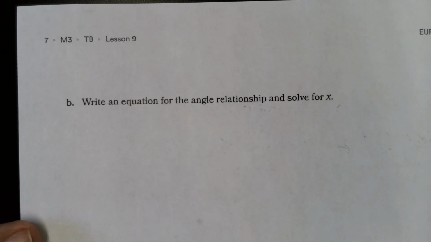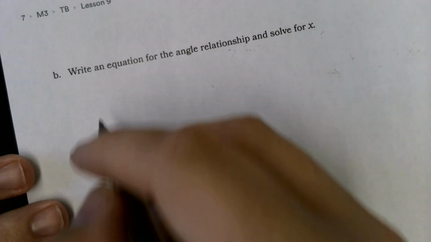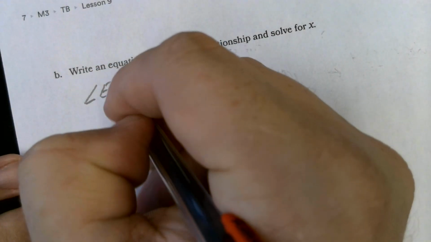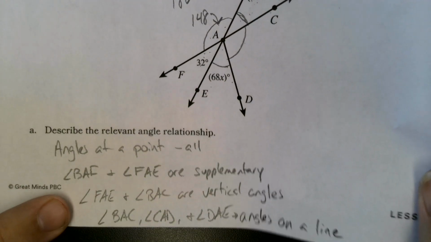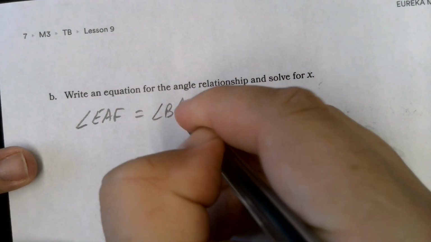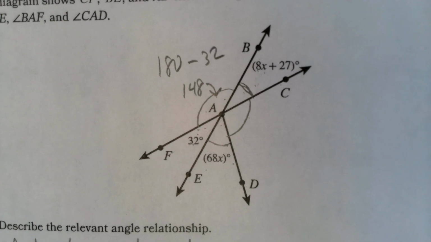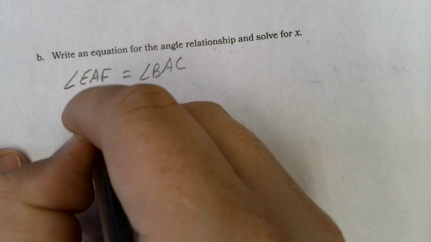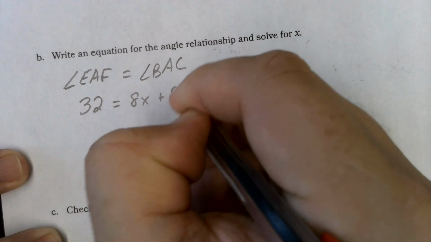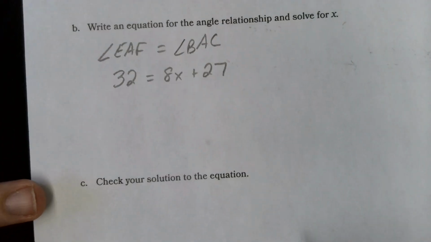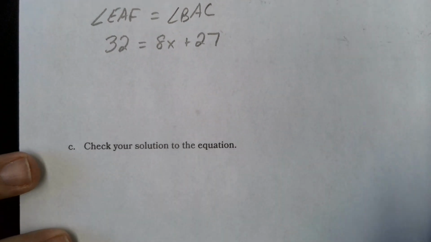So even though this says the angle relationship and solve for x, that would be quite simply the vertical angles. I know that angle EAF is equal to angle BAC. If I go back and look again, I know I'm flipping back and forth an awful lot, I'm sorry. The EAF is 32, and BAC is 8x plus 27. So I have 32 equals 8x plus 27. We have our two-step equation that we need to solve here.